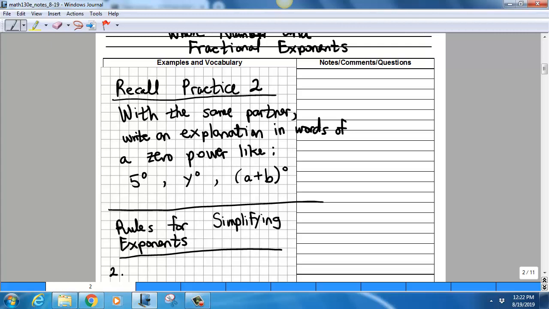All right, let me dig in here. Everyone got something written down? They're going to get harder and harder, too.